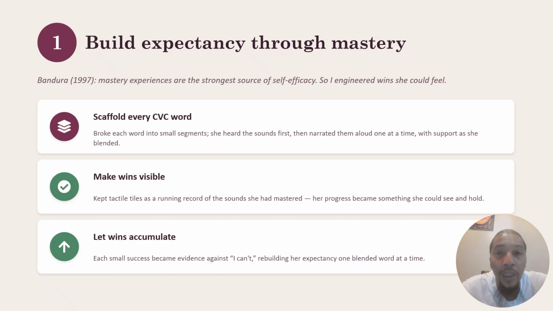So I engineered wins. I scaffolded every consonant-vowel-consonant word, broke it into small segments, and had her hear the sounds first, then say them aloud, one at a time, and supported her as she blended them. I made those wins visible by keeping tactile tiles as a running record of every sound she mastered. So her progress was something she could literally see and hold. And I let the wins accumulate because each one was a piece of evidence against "I can't," rebuilding her expectancy and blending words at the same time.